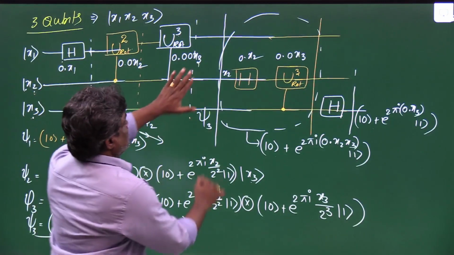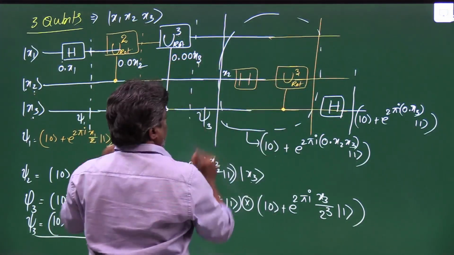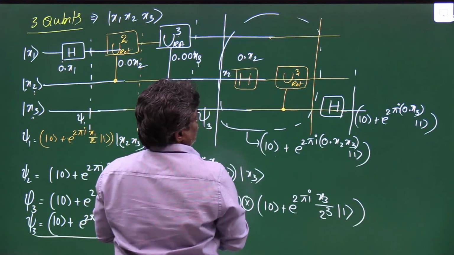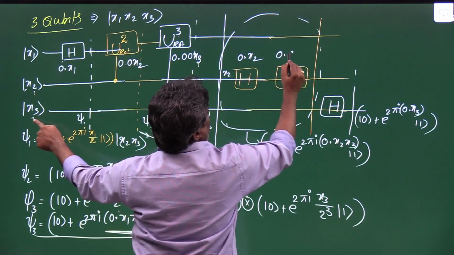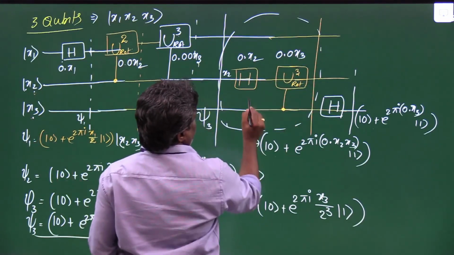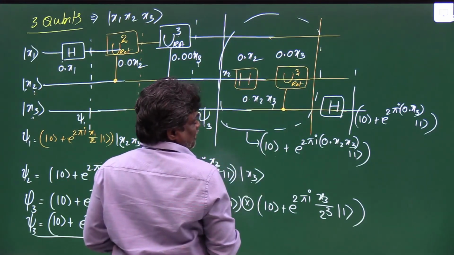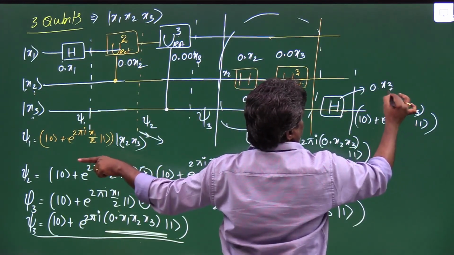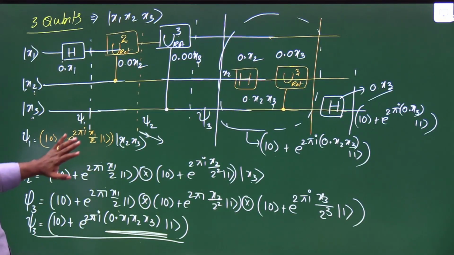Next, come to this. Similarly, Hadamard will make x2 as 0.x2. If you rotate this third one, it will give you 0.0x3. Then if you combine this, you will get x2, x3. Now only Hadamard on x3, that is x3. Yes, that's it.